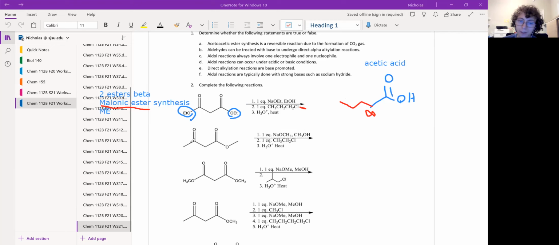The next one is a little different because we have one ester here, and then we have a ketone over here instead of a second ester. So this is going to be acetoacetic ester synthesis, or AA. And this is what we're doing if we have a methyl ketone and an ester beta to each other.